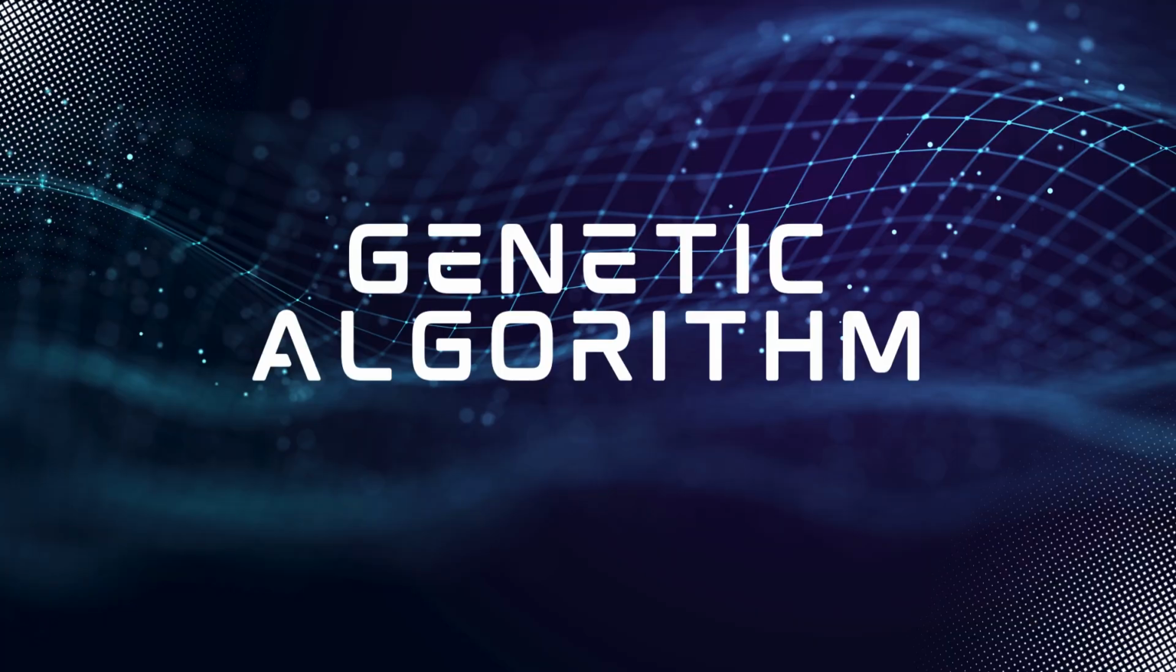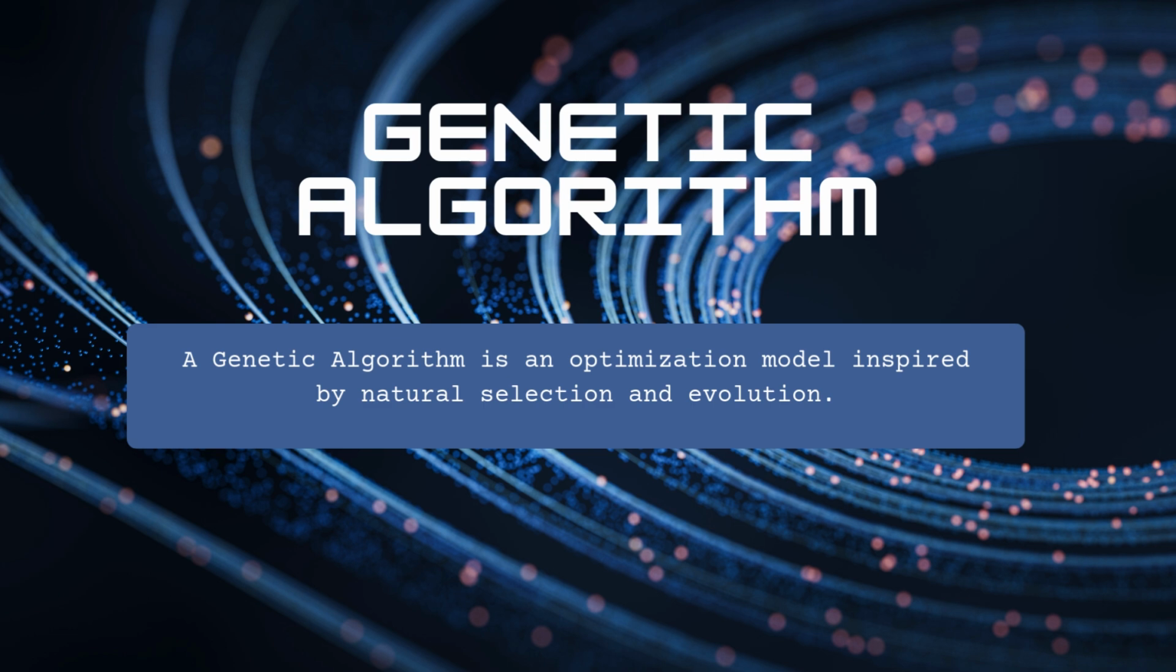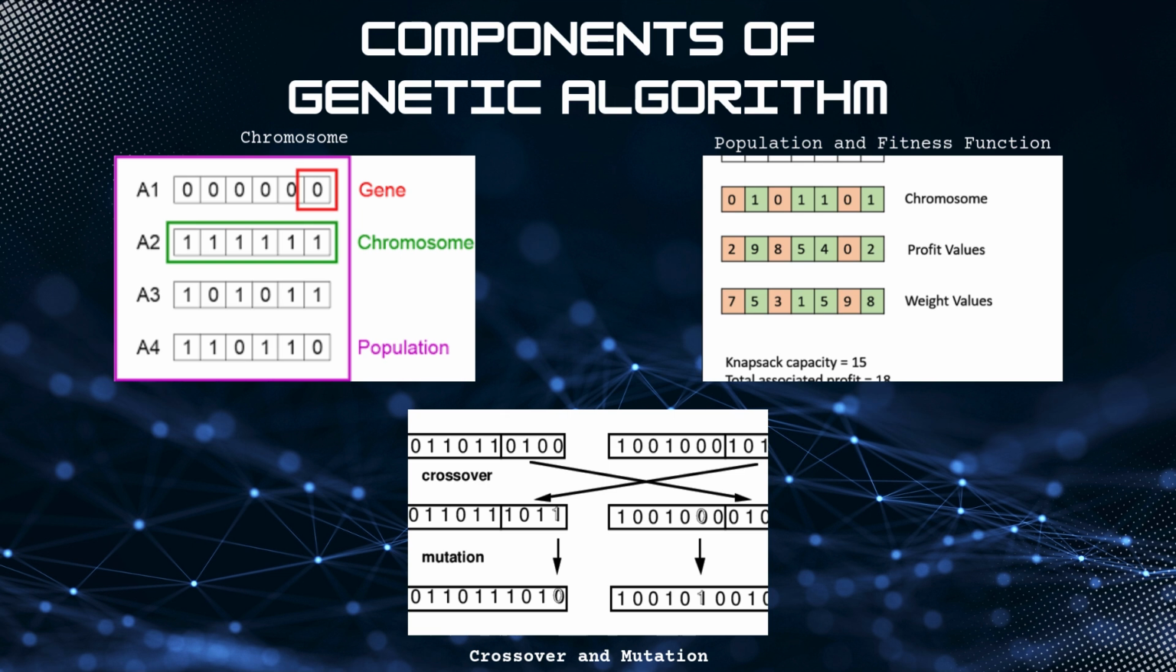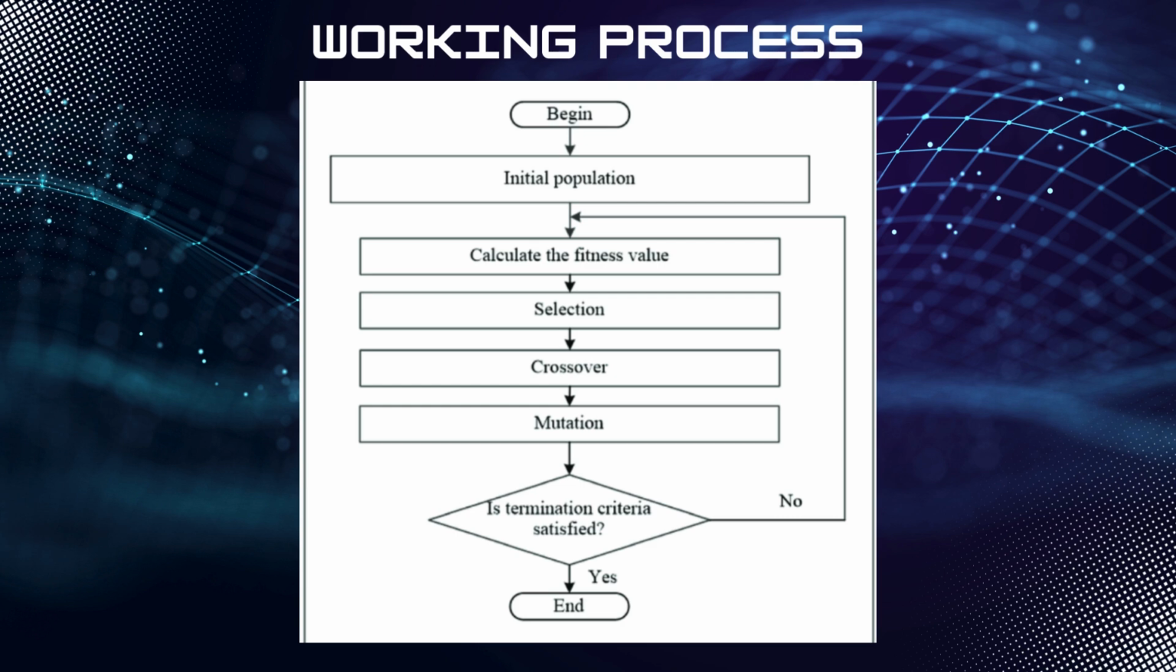5. Genetic algorithm. Definition. A genetic algorithm is an optimization model inspired by natural selection and evolution. Components. Chromosome, solution representation. Population, set of possible solutions. Fitness function, measures solution quality. Crossover, combines two solutions. Mutation, introduces small changes. Working process. Generate initial population. Evaluate fitness. Select best candidates. Apply crossover and mutation. Repeat until convergence.